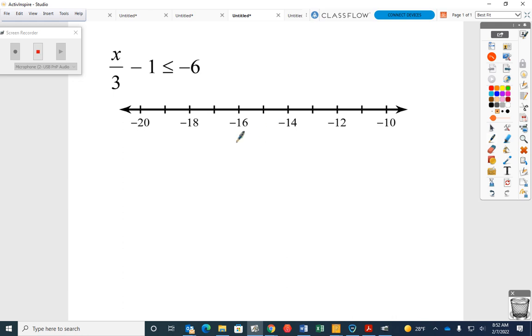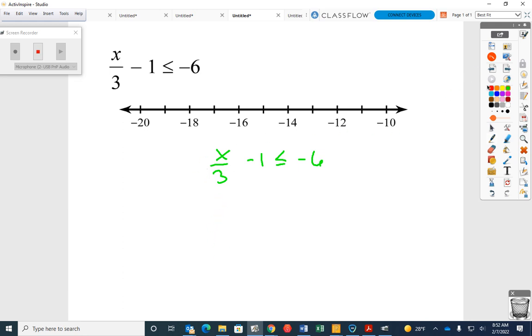Okay, so I'm copying this down. I have x divided by 3 minus 1 is less than or equal to negative 6. I'm going to make this a little neater. Okay, now, Teeter, can you tell me first of all, what do I have to do with this?